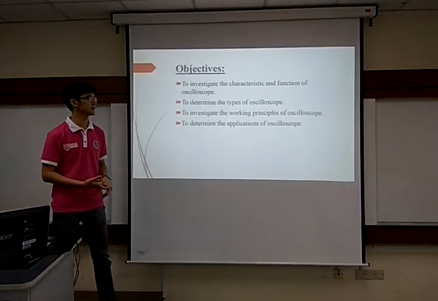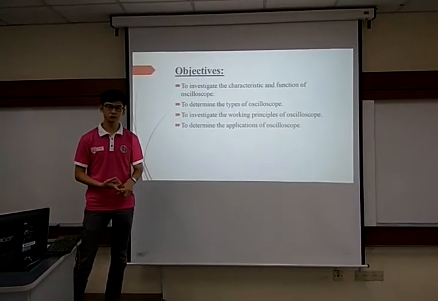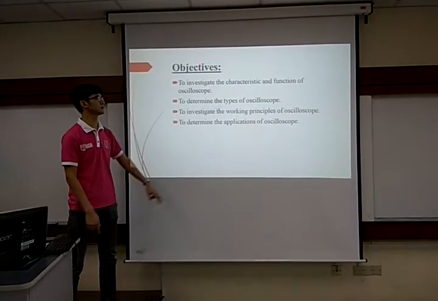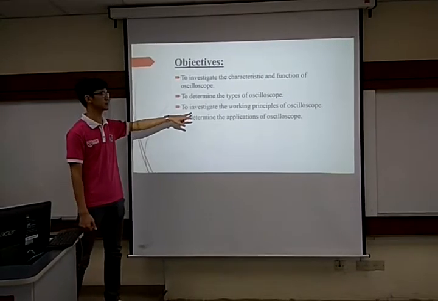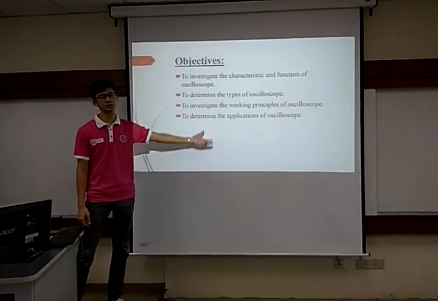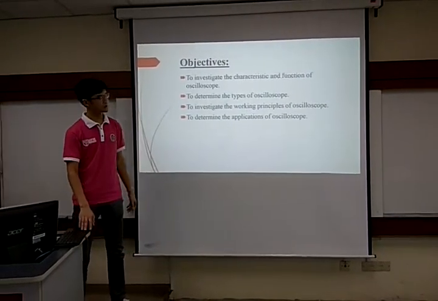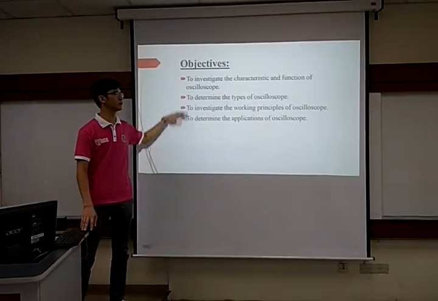The first one is to investigate the characteristics and functions of the oscilloscope. The second is to determine the types of oscilloscope. The third is to investigate the working principles of the oscilloscope. And finally, the applications of oscilloscopes. By doing this assignment, we will go through all of this.